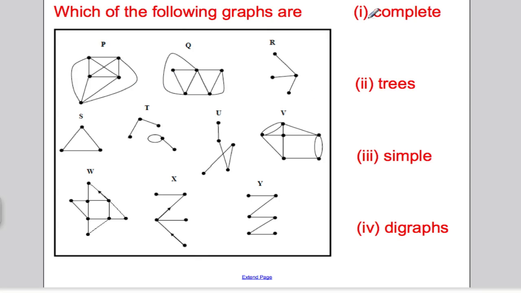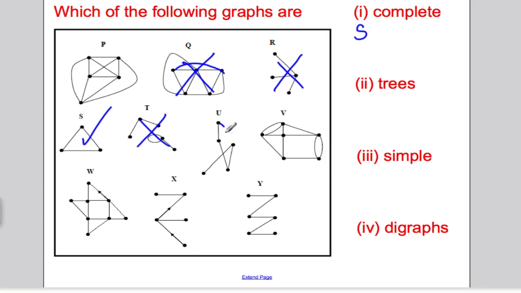Which of these are complete? What does complete mean? Every node is directly connected to every other node. So, S certainly is. No, it's not, let's just cross off what can't be. No, there's no connection there, so that can't be the case. No, there's no connection there, so that can't be the case. Yes, that is. No, these aren't even connected.